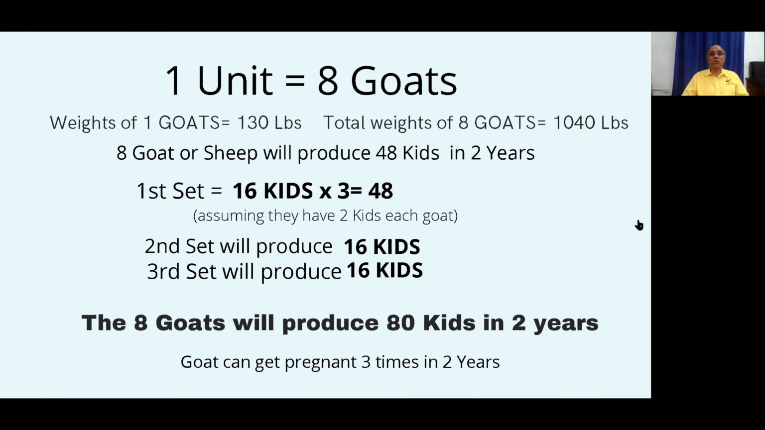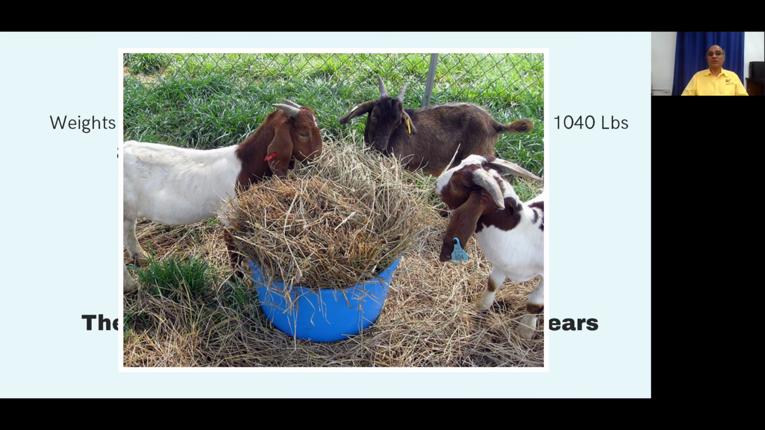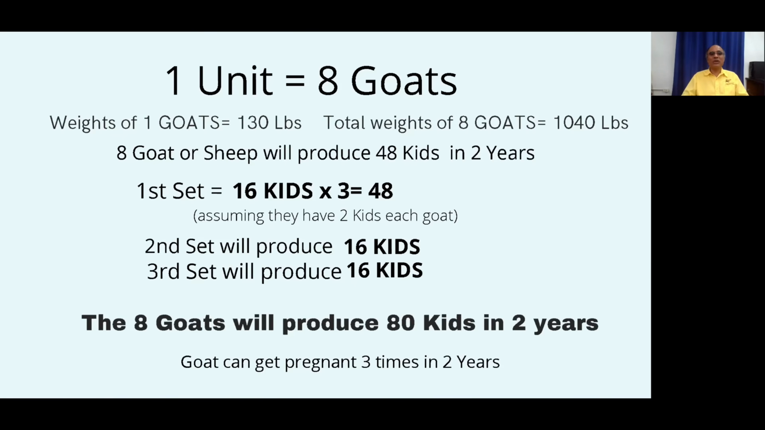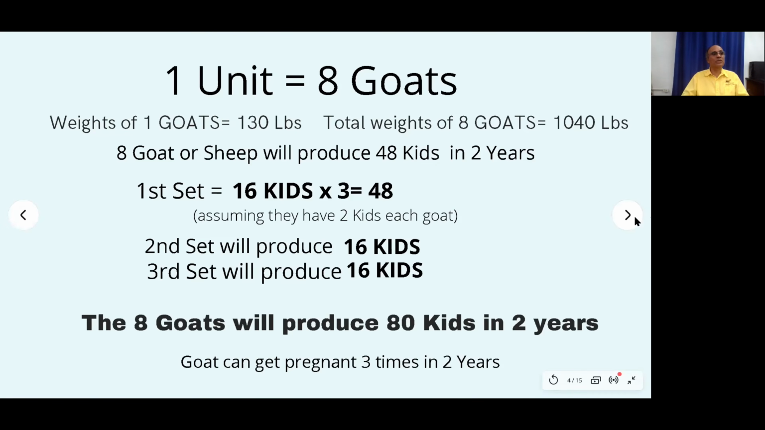Once you have that, you have to put certain things in place to achieve this kind of goal. We have to have very good nutrition. You have to make sure you have your minerals and good forages around you. If you need pellets, you put pellets, not just grass alone. You need good forages, trees, the mulberry, different forages when you're doing this kind of goat production.